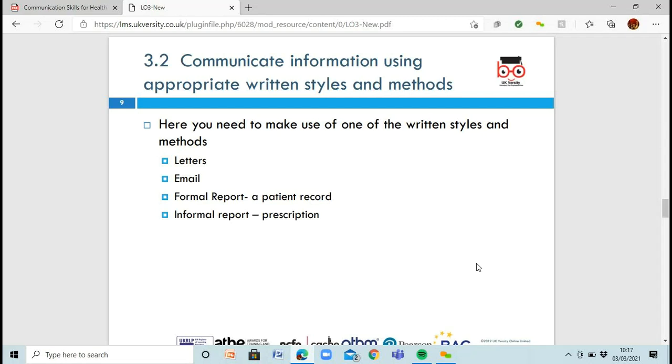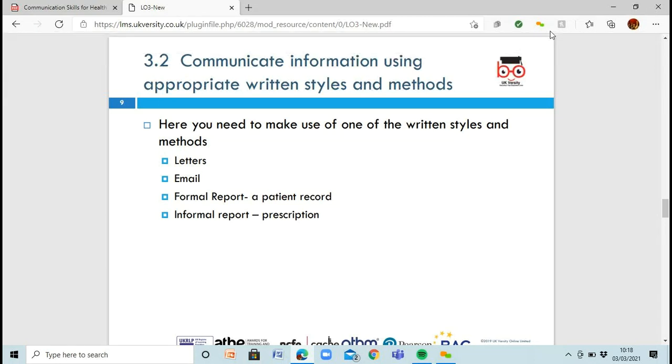So 3.2, communicate information using appropriate written styles and methods. So this one is actually quite simple, to be honest. All you need to do on this section is you need to add a couple of written communication in. So in your assignment, you'd add an example of a letter, maybe of a CV, so your own CV into it. You'd add an example of an email or a formal report or an informal report. So it's very simple.